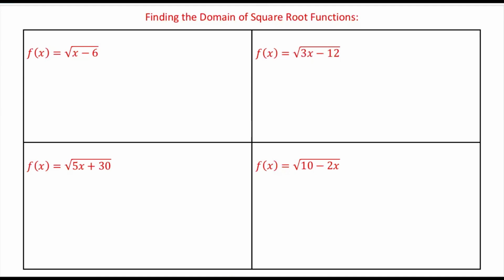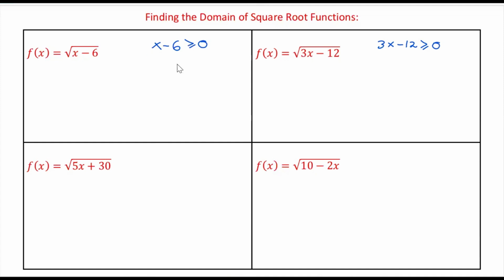Since we can only find the square root of non-negative numbers, we make sure that the expression inside the square root is greater than or equal to 0. So this is what we will be doing to find the domain of any square root function. We will just take the expression inside the radical, which we call the radicand, and set it greater than or equal to 0 and solve this inequality.